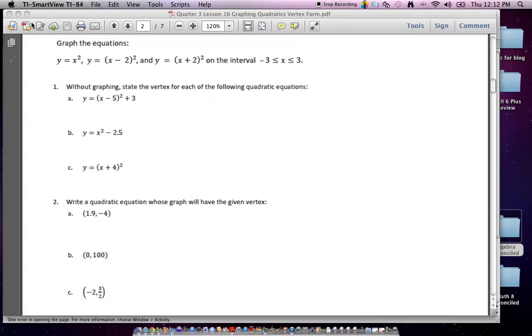Okay. Now, here are the questions. Without graphing, state the vertex for each of the following quadratic equations. What is the vertex for letter A? Leanne, what would we get? 5 and 3. 5, 3, good.